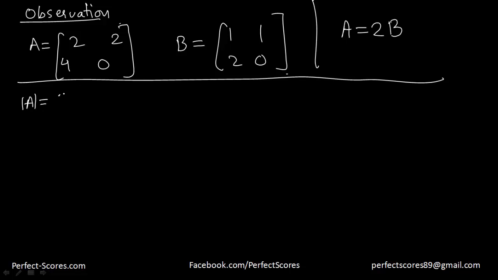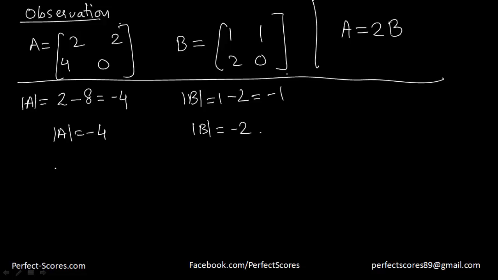Well, determinant A is 2 minus 8, which is actually negative 4. What is determinant B? That is 1 minus 2, which is actually equal to negative 1. So we have determinant A to be equal to negative 4, and we have the value of determinant B to be equal to negative 2. So what happened to their determinants? Now we know that determinant A is actually equal to 2 to the 1 times determinant B. Something that we can clearly observe, that negative 4 is equal to 2 times negative 2.